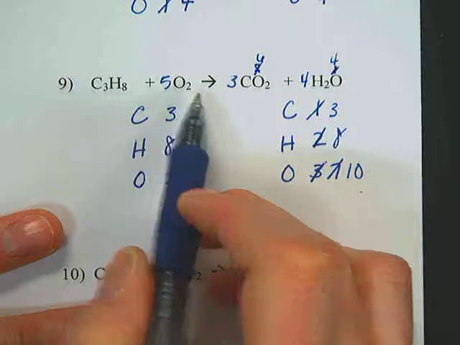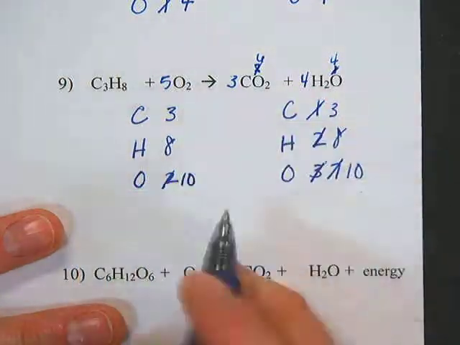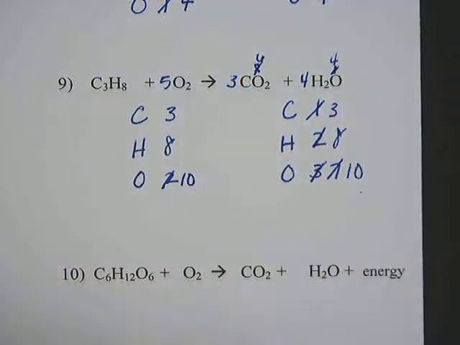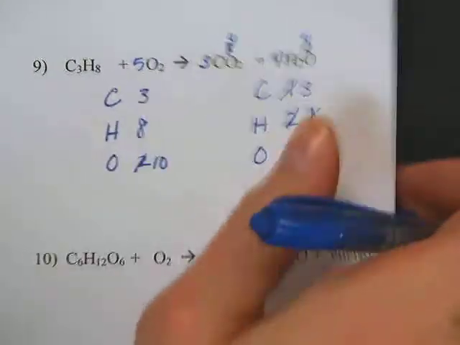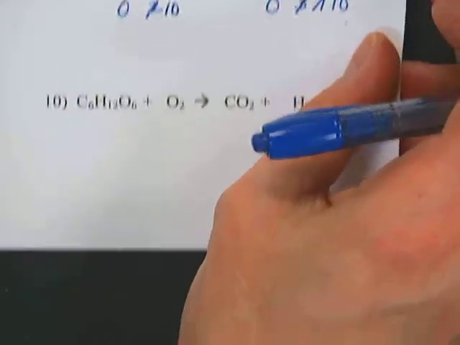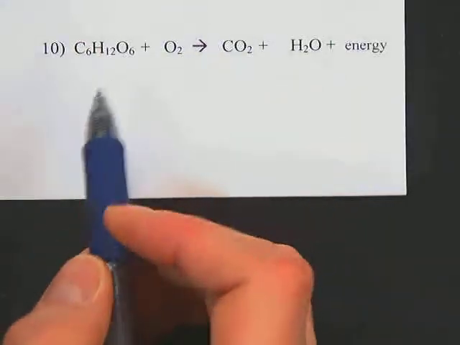So we have 10 total oxygen atoms. Now, this is a pretty easy fix because we have 10 over here and 2 on the reactant side, which means that if we put a 5 in front of the oxygen, we now have 10 oxygen atoms on the reactant side. And that one is balanced.